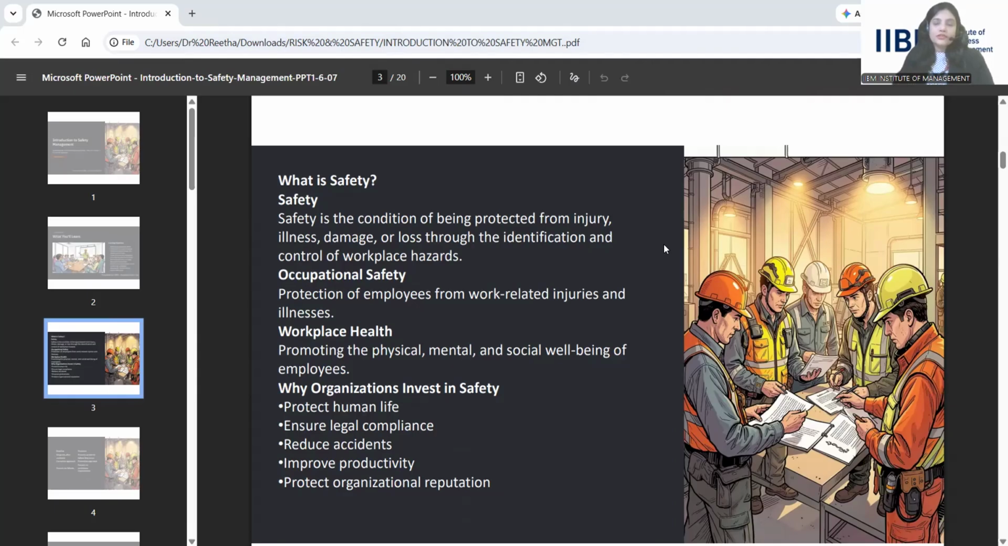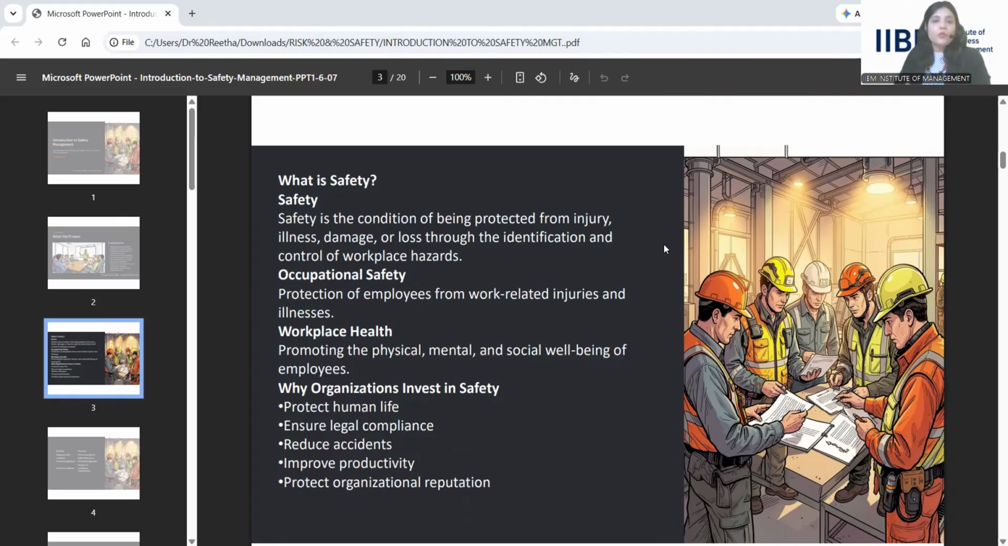So, why do organizations invest in safety? When we look into safety, it is protecting human life, it is ensuring legal compliance, it's reducing accidents, and improving productivity. This can protect organizational reputation also. So these are all the factors which we need to be looking at, what I have just now emphasized on: what is safety, and what are the various factors that we need to be looking at when we are speaking about safety.